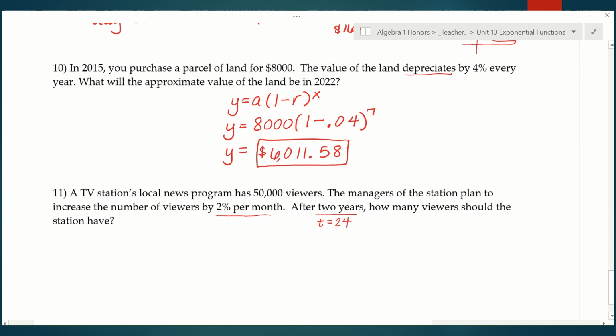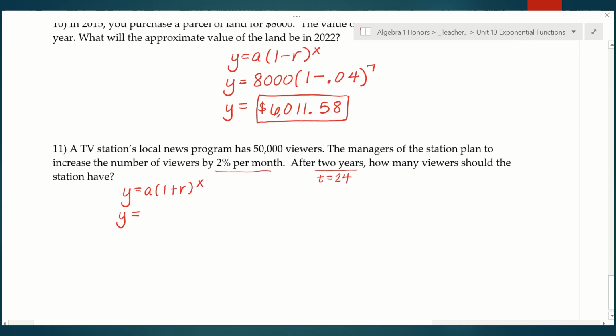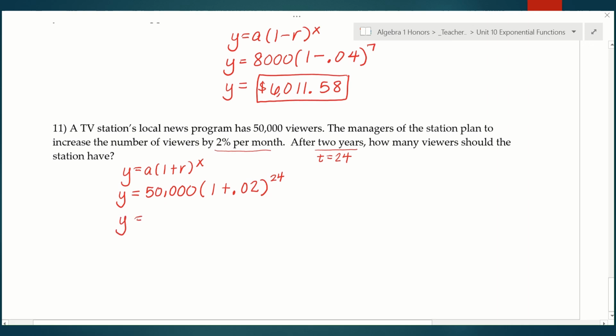All right, and this is exponential growth because we are increasing the number of viewers. So what are we starting with? 50,000 is our initial value here. 1 plus 2%, which is 0.02, and then we said to the 24th power for 24 months. Now since these are viewers, I'm going to round to the nearest whole number because we don't want a fraction of a viewer. So we're going to get 80,422 viewers.